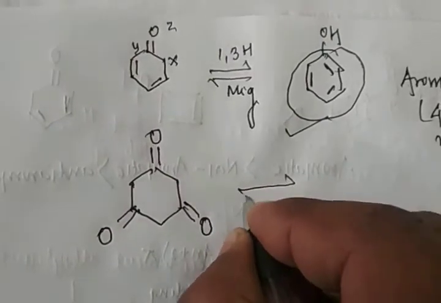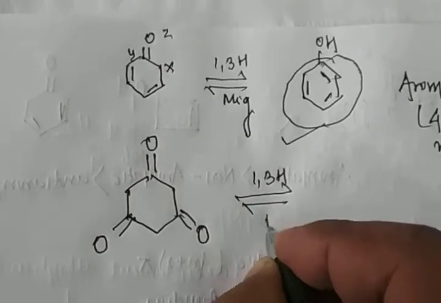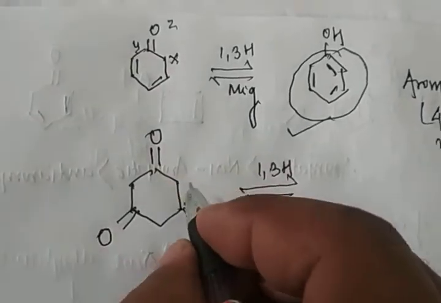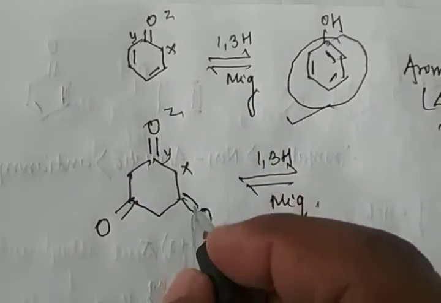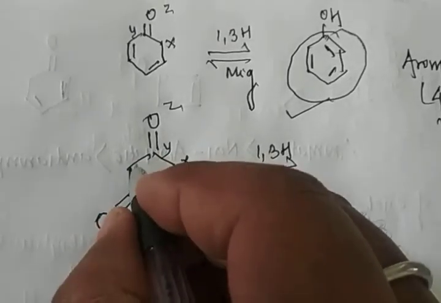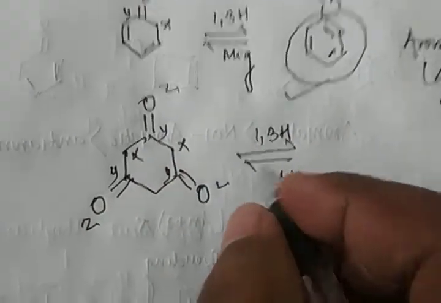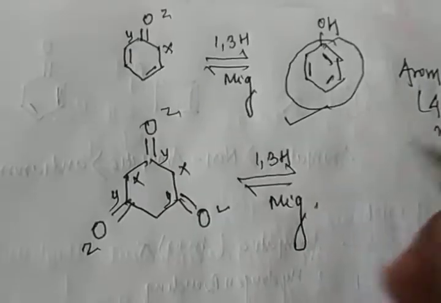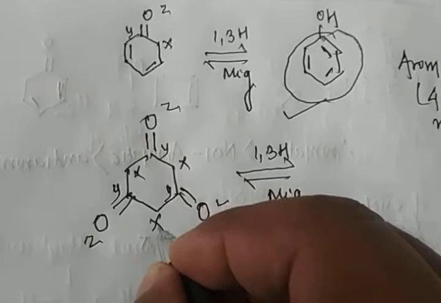Just find another structure, 1,3 hydrogen migration. So again, you know this is x, this is y, this is z. Clear? Okay, clear? So now in this case double bond shift on that side, x, y, z.